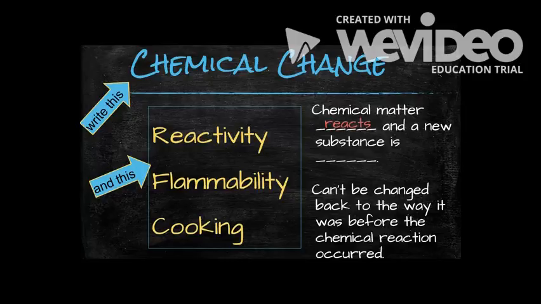You also might want to recognize that chemical matter reacts, and when that happens, a new substance is formed. So we actually create something new from that which existed. And one of the other aspects of the chemical change is that once the reaction takes place and the new substance is formed, it can't be changed back to what it was before the chemical reaction took place. So once it changes, it's changed for good. It doesn't go back. Okay, so you might want to write down that information as well.